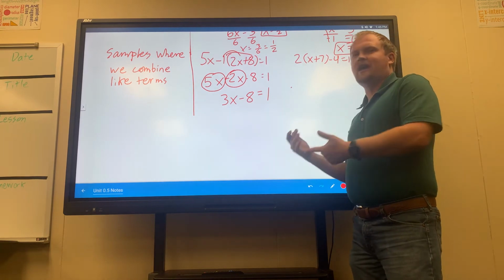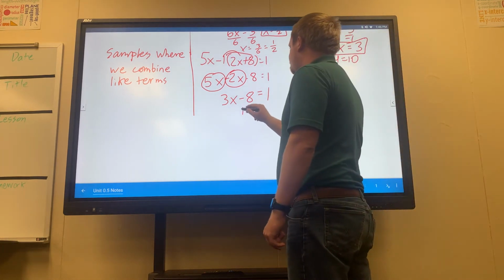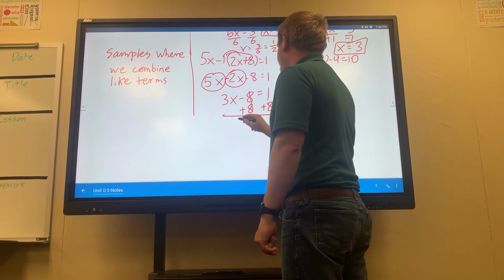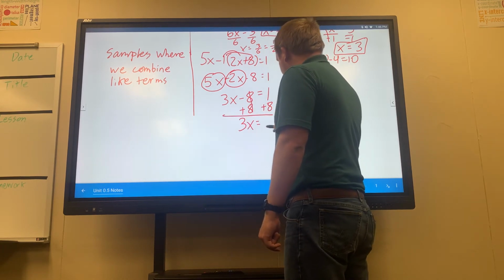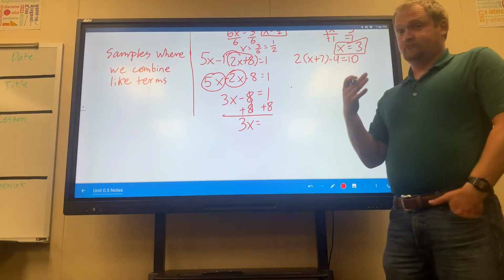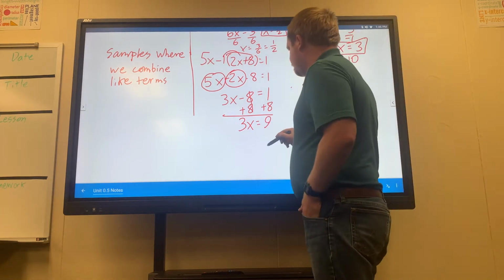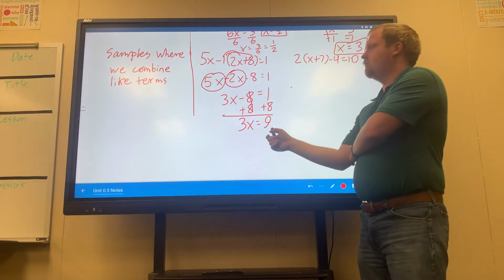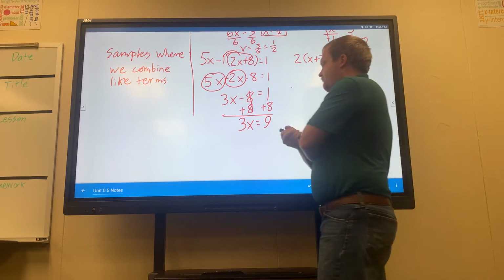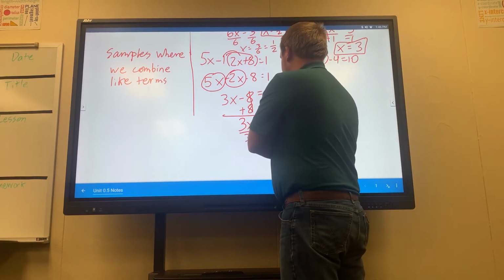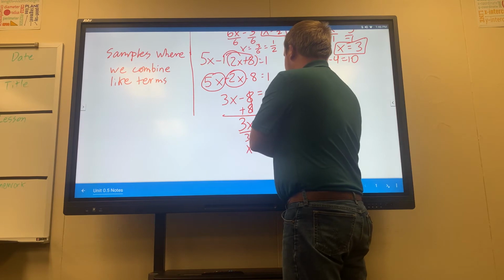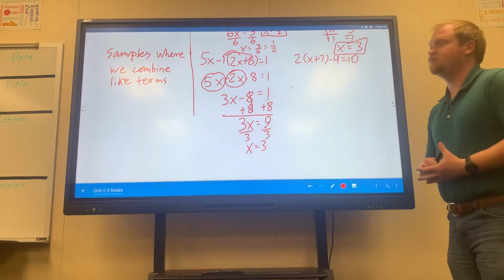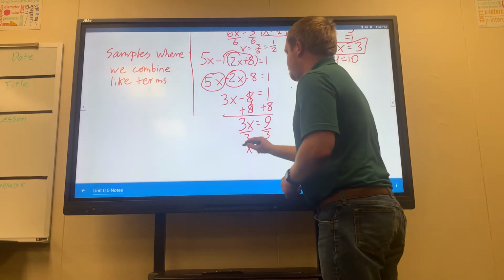Now, -8, I'm going to add 8 to both sides. The 8 cancels out, I'm left with 3x equals 1 plus 8, which is 9. Now, 3x equals 9. Since it's multiplying, I got to divide. x equals 3, since 9 divided by 3 gives us 3. So this will be my answer.